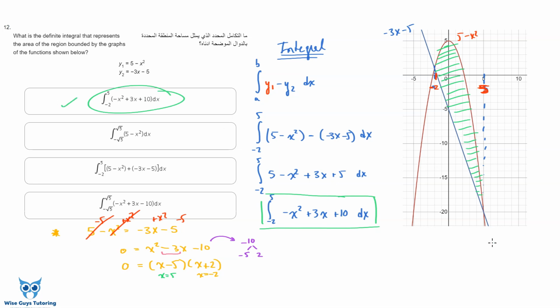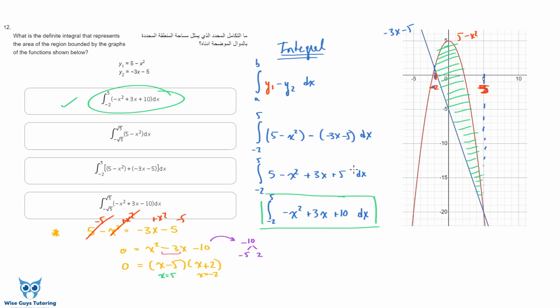Okay, so that's how you find the area between curves, or the area under one curve and the x-axis. You need to find the limits first, right? The limits where you're looking for. For us, it's the intersection of the two curves. That's what we did first, to find the limits. And then you subtract. You do the top curve minus the bottom curve, and you find the integral. That's how you find the area.